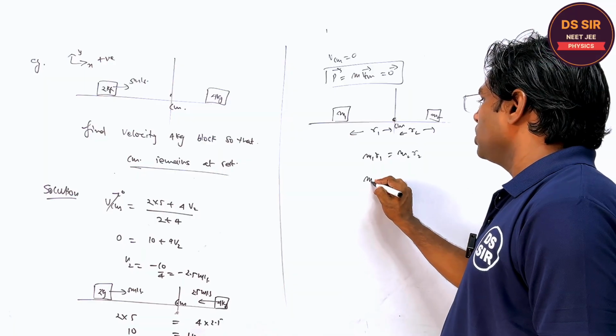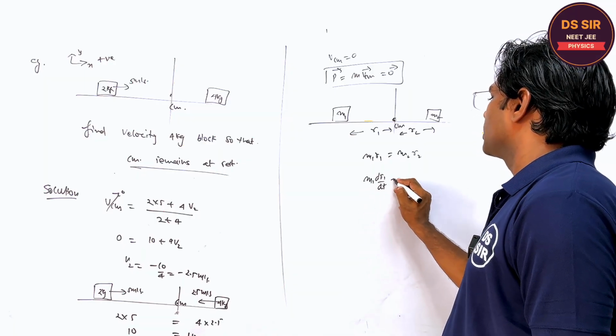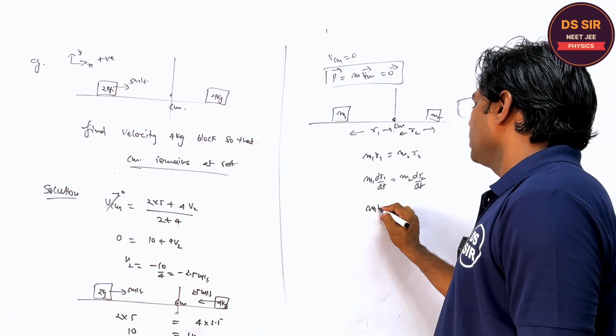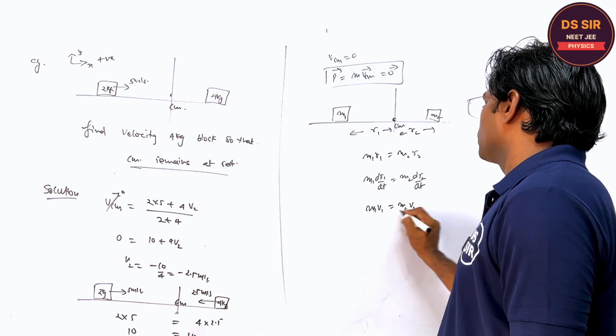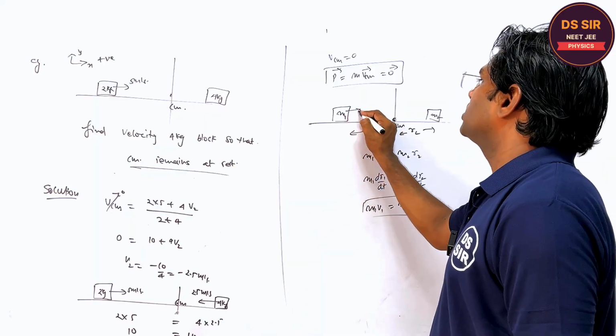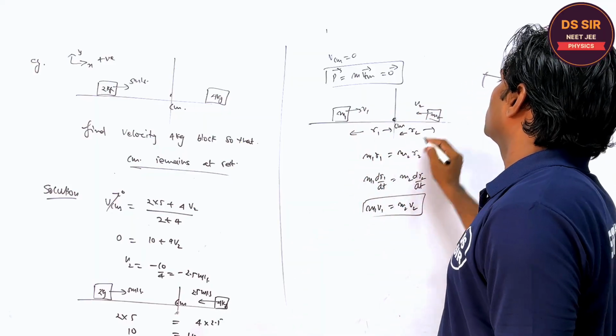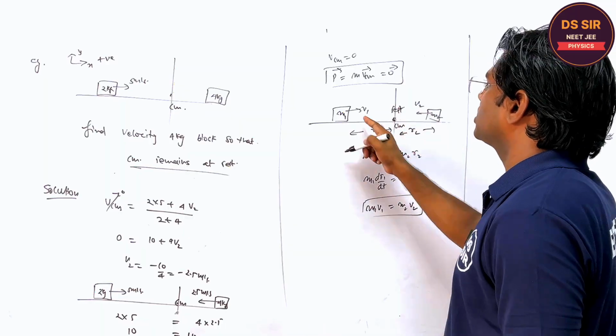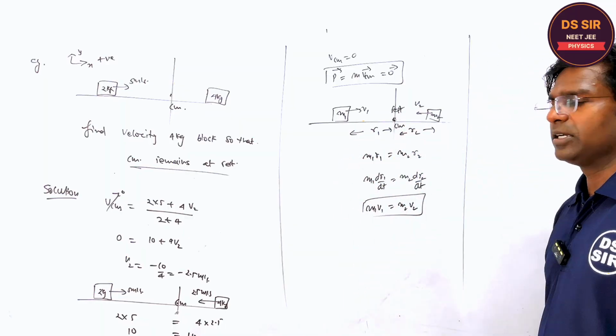Also, if you differentiate this with respect to t, m1 v1 must be equal to m2 v2, if this is v1 and this is v2. Is it clear or not? The center of mass remains at rest. It must be the answer.